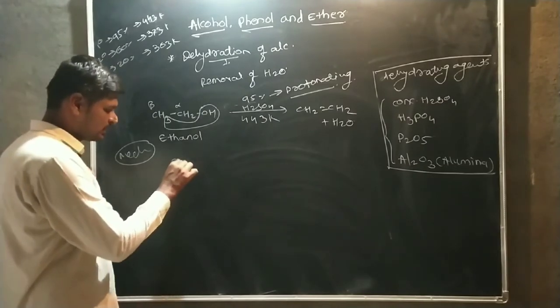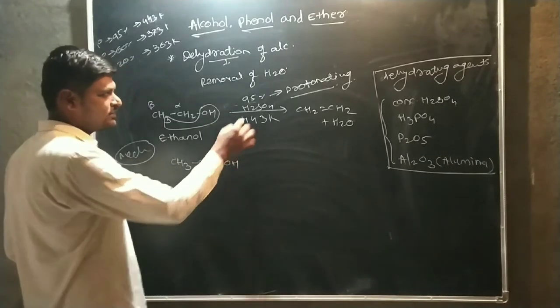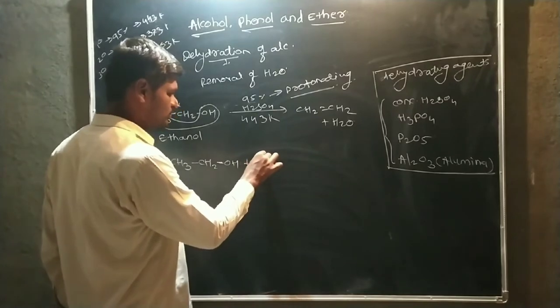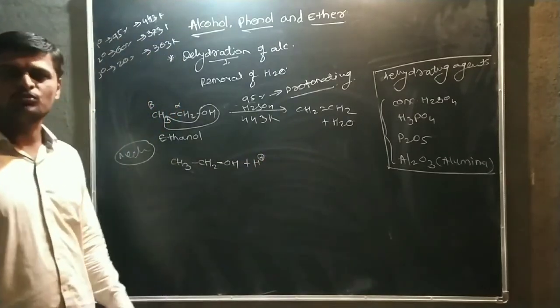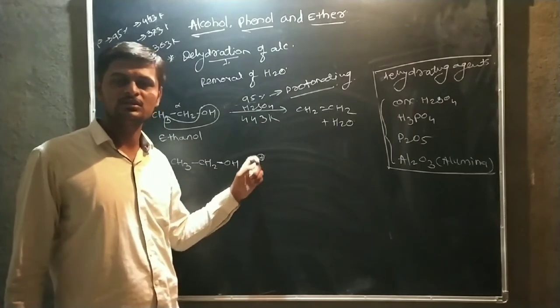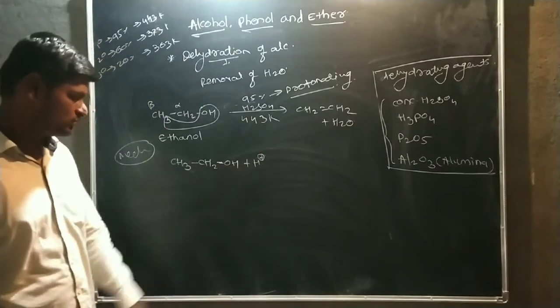Then we consider here CH3CH2OH. This H2SO4 acts as the strongest acid, therefore we consider only the H plus ion. This H2SO4 is the strongest acid, it donates the H plus ion. Therefore, this H plus ion is considered as H2SO4.